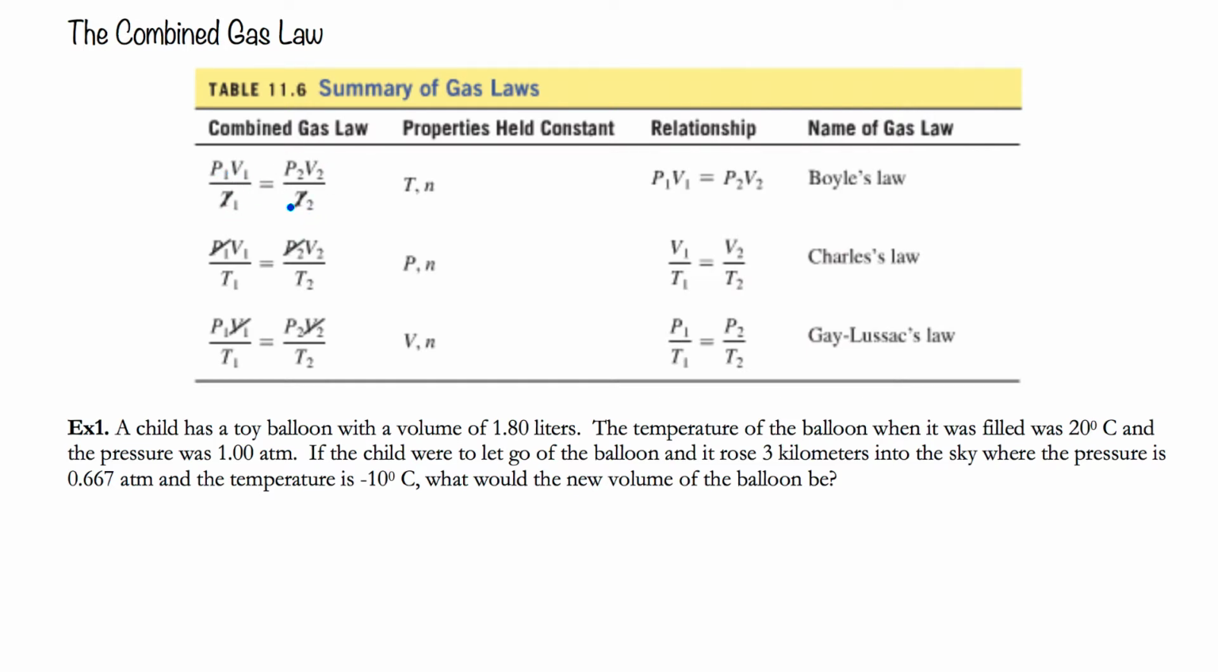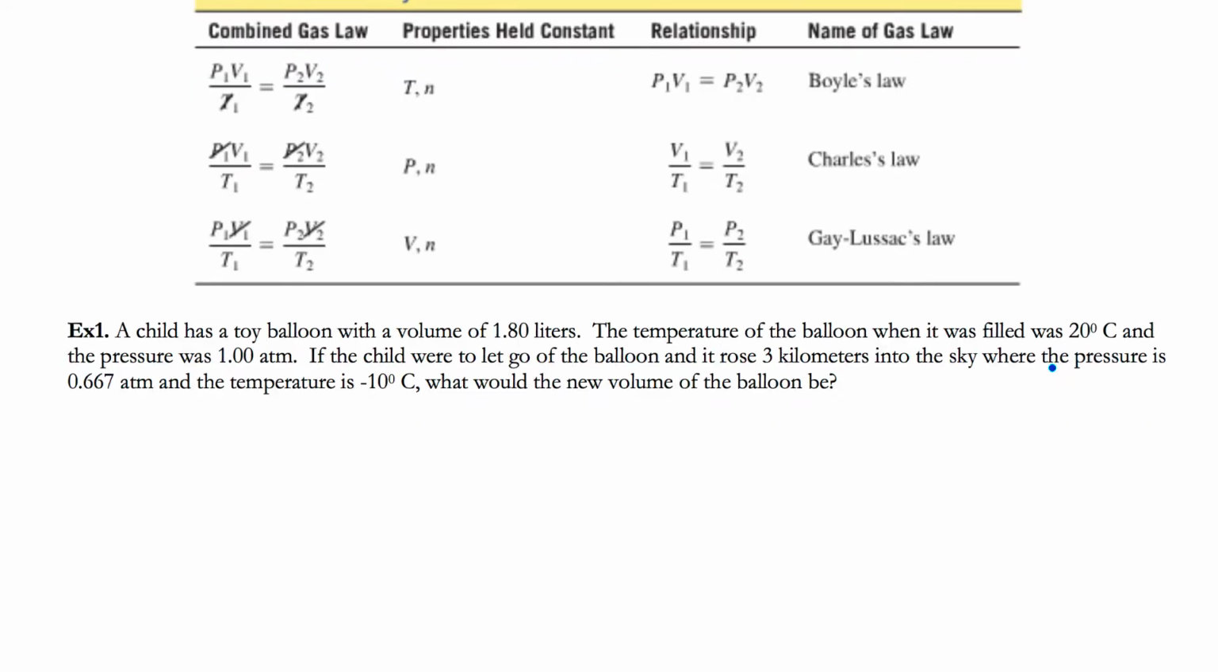So you will use your combined gas law when you are changing all 3 of the variables, P, V, and T. If 1 or 2 properties of that gas are being held constant, then you'll have one of the 3 laws we've already looked at. For example, if you're keeping temperature constant, you've got Boyle's law. If you're keeping pressure the same, you have Charles' law. And if you're keeping volume the same, you've got Gay-Lussac's law.